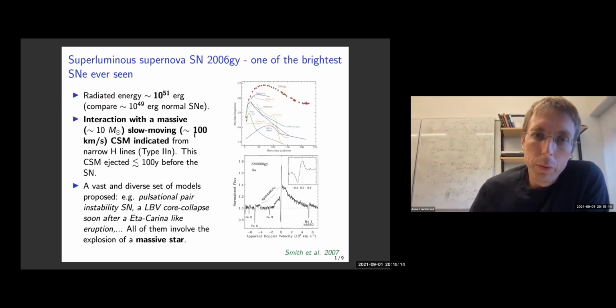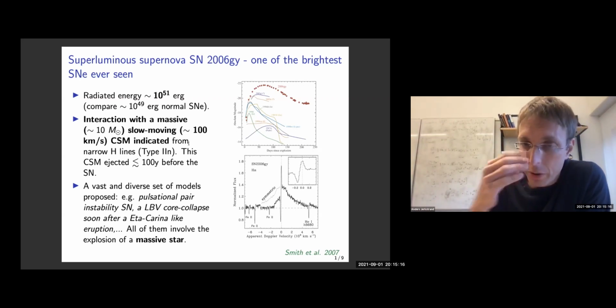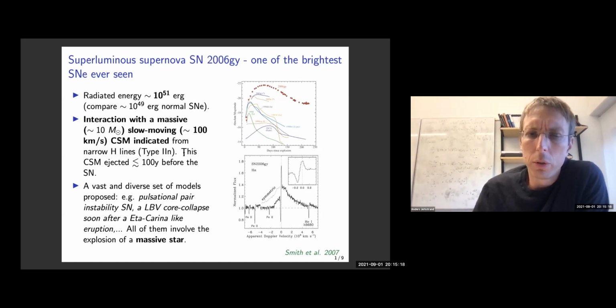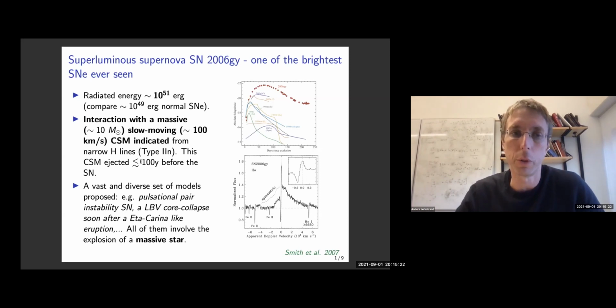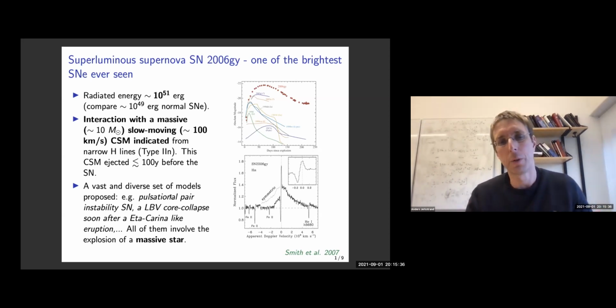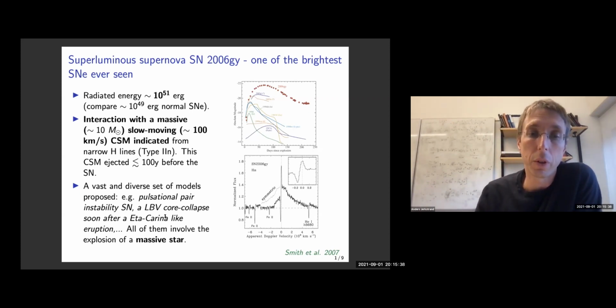And furthermore, we can combine information about the emission radius and this velocity to infer that this CSM was ejected only about a century before the supernova exploded. So this is not something you easily do with winds or even LBV eruptions and so on. Nevertheless, most of the models that we had over the years, they have focused on massive stars.